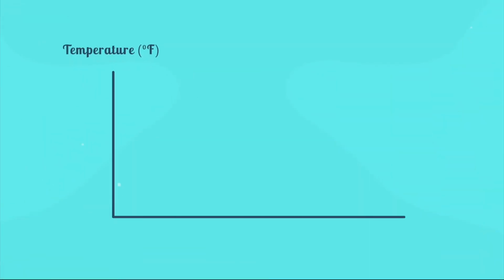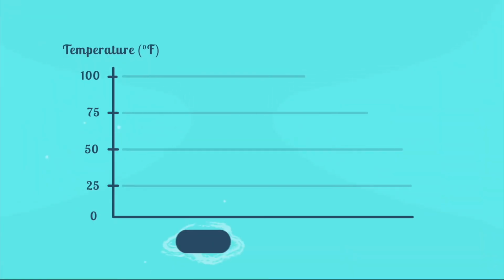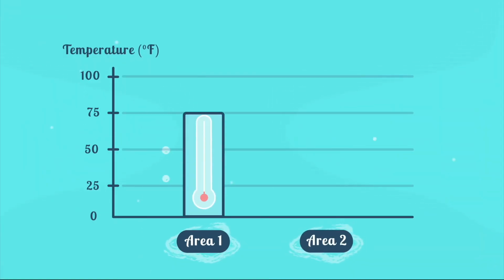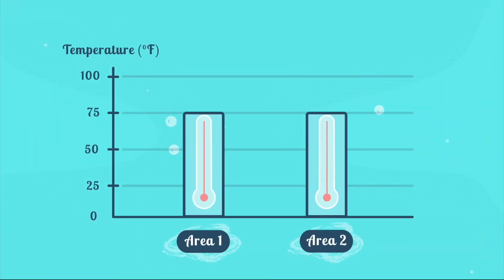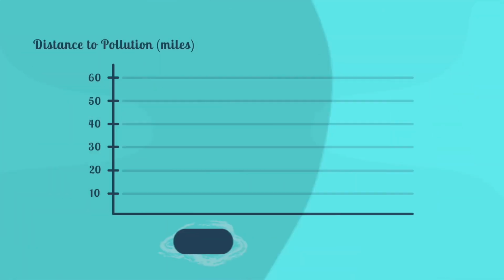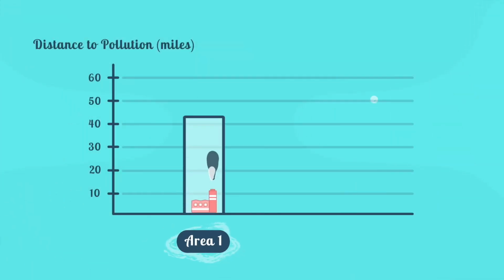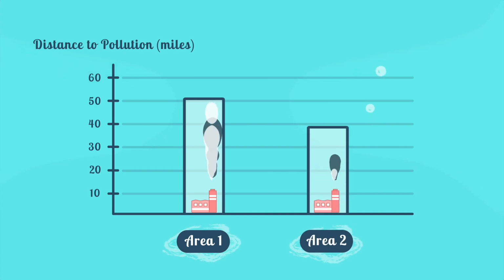When we look at our results, we can see that water temperature was almost exactly the same in Area number 1 as it was in Area number 2. We can also see that both areas were just about the same distance away from a source of pollution, and that the source of pollution was actually pretty far away. Now this is another clue.